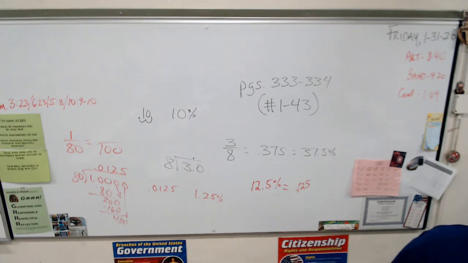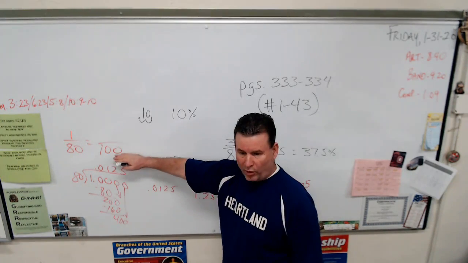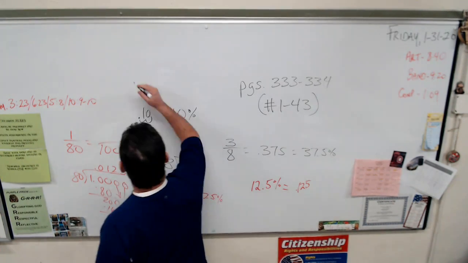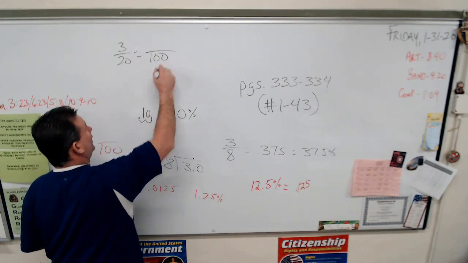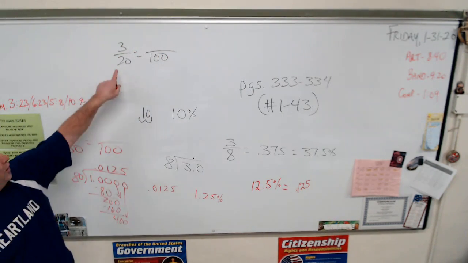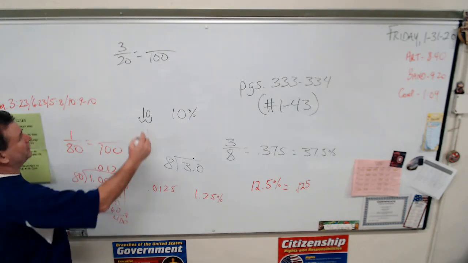3/20. Ooh, Brett, I'm going to show you something so you don't have to do all that division. Because this one will work out really well by setting it equal to 100. Think about it, Brett. That's something you can do quickly in your head. 20 times what gets you 100? So it's 15 over 100. 15%.